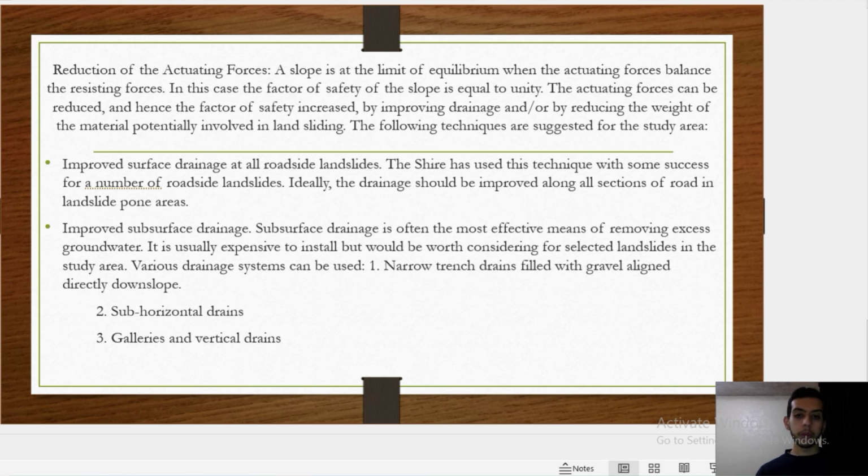Various drainage systems can be used. Number 1, narrow trench drains filled with gravel leading directly downslope. Number 2, sub-horizontal drains. Number 3, galleries and vertical drains.